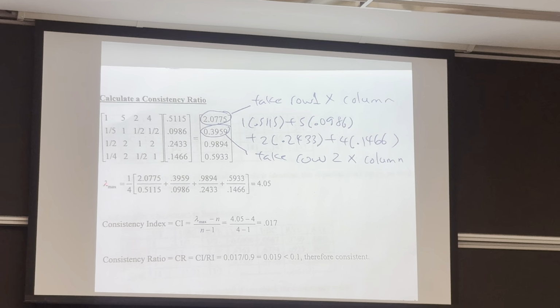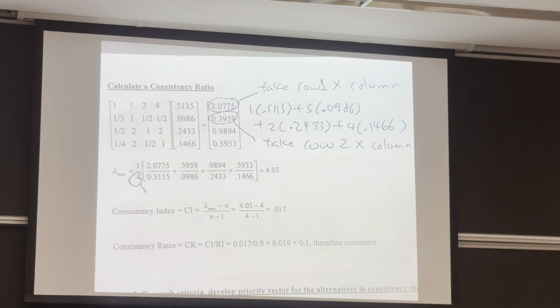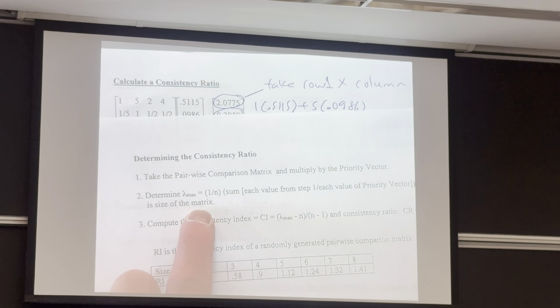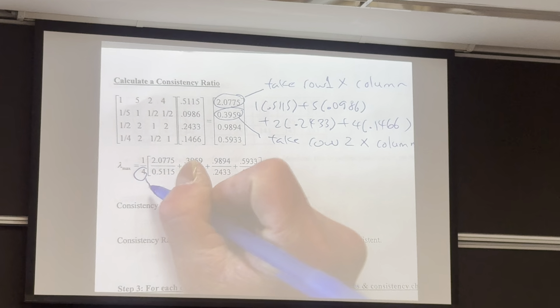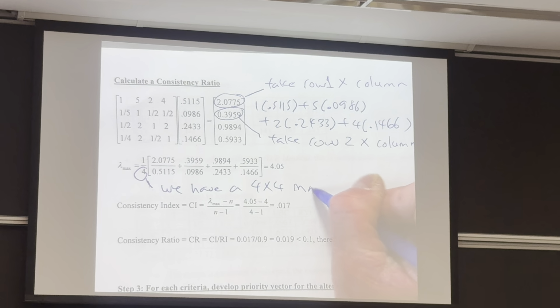Next, we have to calculate this so-called lambda max value, and basically, we have to take the resulting value here and divide it by the corresponding priority value there, okay? And we take the next resulting value and divide it by the corresponding value, okay? And then we divide it by 1/4, and the reason why it's 4 is because you have to divide by 1/n, where n is the size of the matrix. So we divide 1/4 because we have a 4x4 matrix.